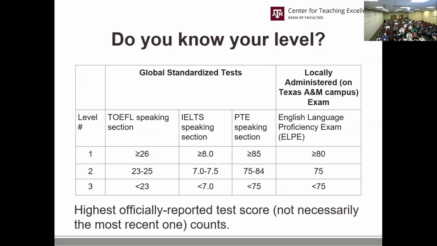Okay, so how do you know what level you are? The highest test score that you have officially reported is the one that counts. So maybe you took the TOEFL within the last 2 years before applying, and you got a 26 or higher in the speaking section. Remember, we're just looking at speaking skills, not holistically, not combined score. Or maybe you took the IELTS, or maybe you took the Pearson Test of English.